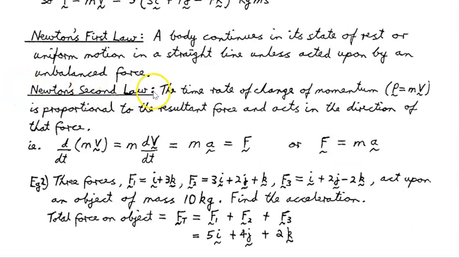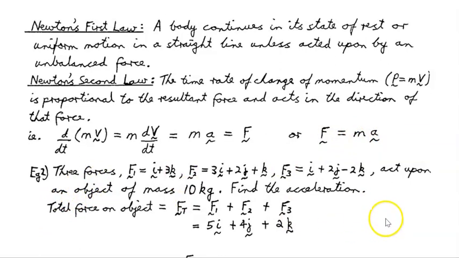Newton's second law: the time rate of change of momentum, where momentum is P equals mv, is proportional to the resultant force and acts in the direction of that force for as long as that force acts. So d/dt, the derivative with respect to time of the mass times the velocity, which is the momentum, is m times dv/dt, the mass times the acceleration vector, which is equal to force. Force is a vector, it has a magnitude and a direction. So the force vector is equal to mass times the acceleration vector.